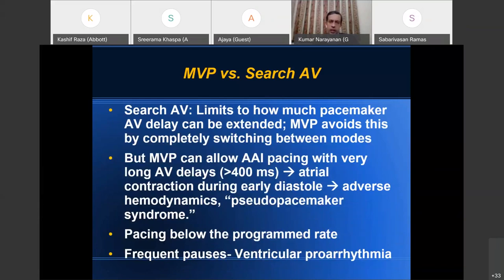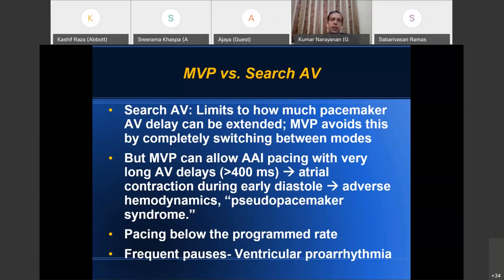These are the two approaches. In search hysteresis, you are just trying to keep on extending the AV delay and look for ventricular depolarization. Whereas in managed ventricular pacing, you're switching between two modes back and forth. So the disadvantage of search AV is that there is only so much you can keep extending the AV delay. And we talked about this during our timing cycle. The AV delay is an important component of the total atrial refractory period. So if you keep extending the AV delay too much, then you start affecting the other timing cycles and the upper rate behavior of the pacemaker. So you can extend the AV delay only to a particular extent, and therefore you're limited by that in terms of looking for the intrinsic conduction.